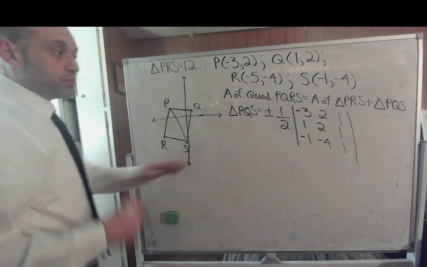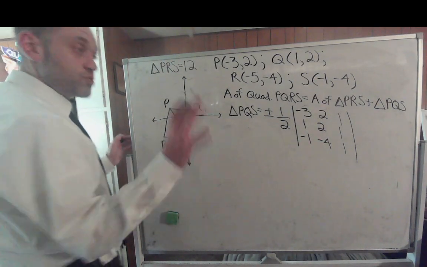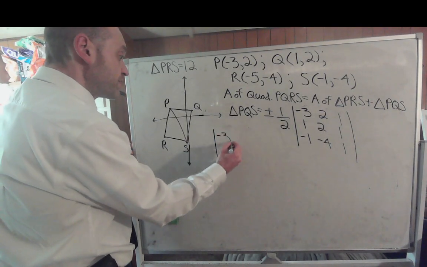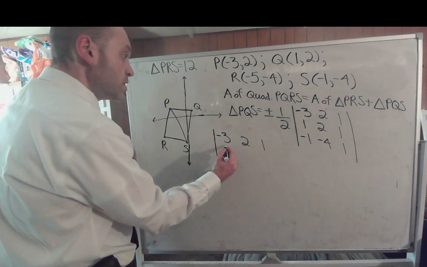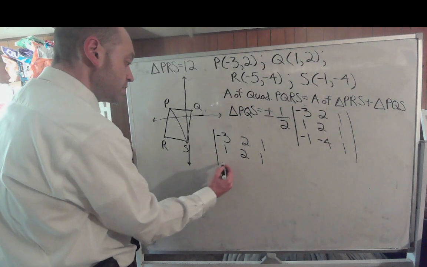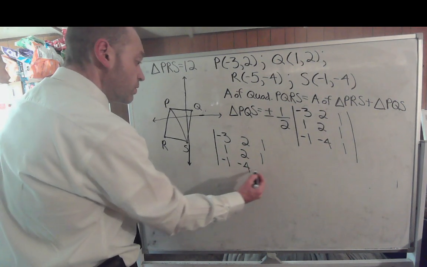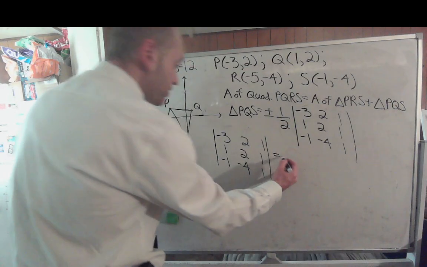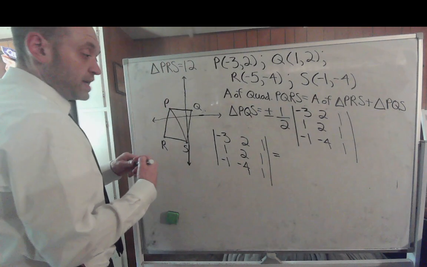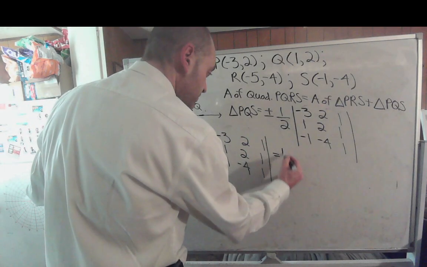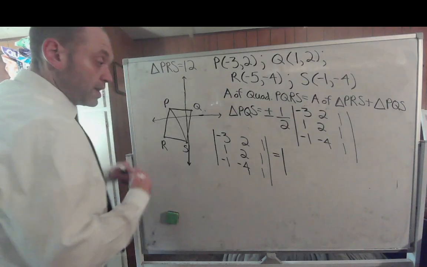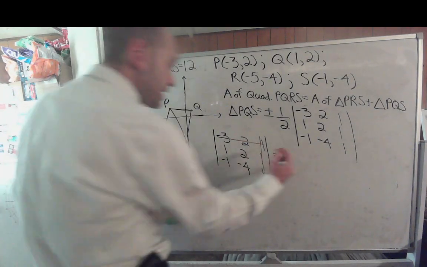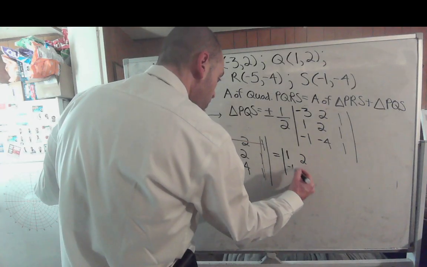So the area will equal plus or minus 1/2 of this determinant. Just focus on the determinant a minute. We'll have -3, 2, 1; 1, 2, 1; -1, -4, 1. All right, so let's go down the third column again. That's going to equal this positive 1 times the resulting determinant of what I get when I strike out the row and column that 1 occurs in. I get 1, 2, -1, -4.